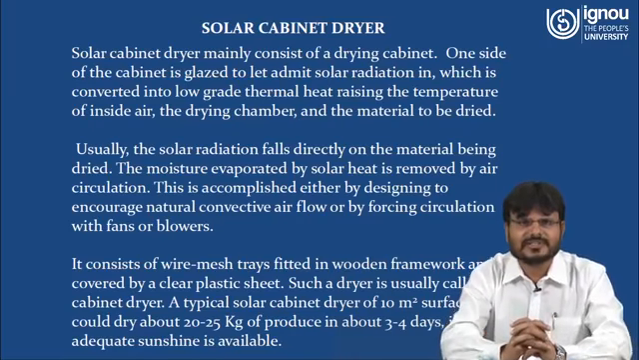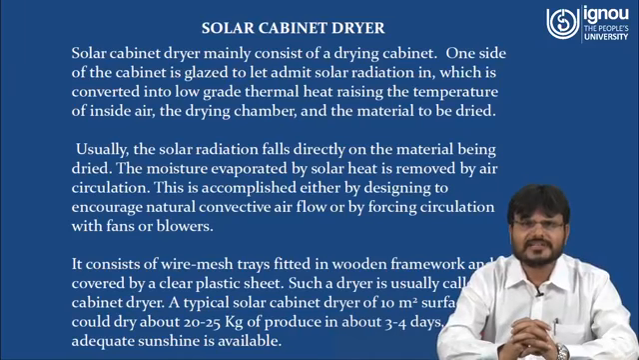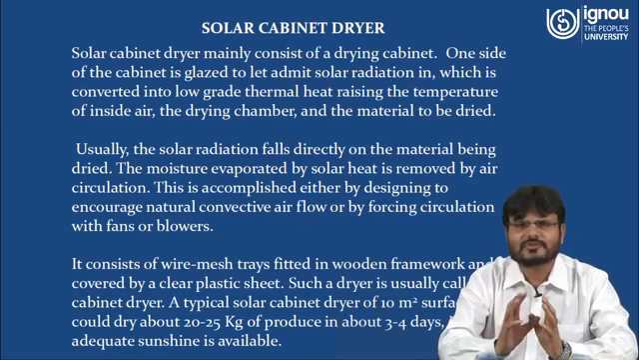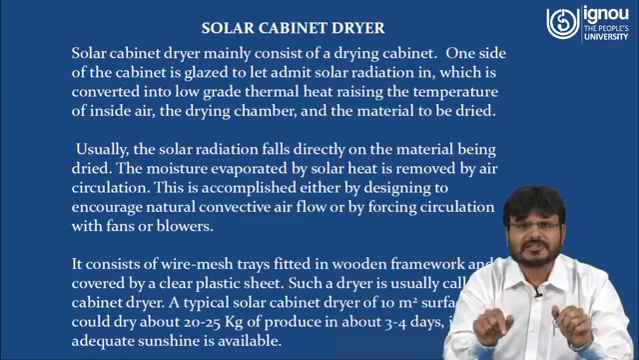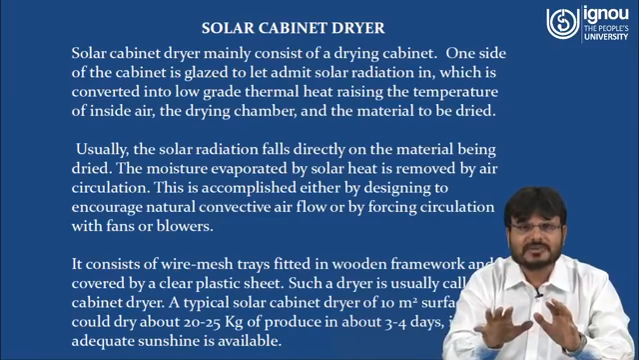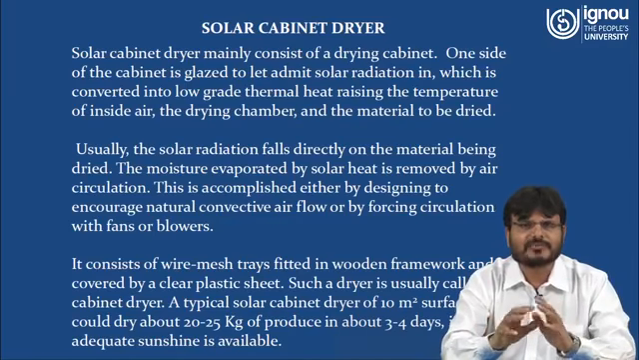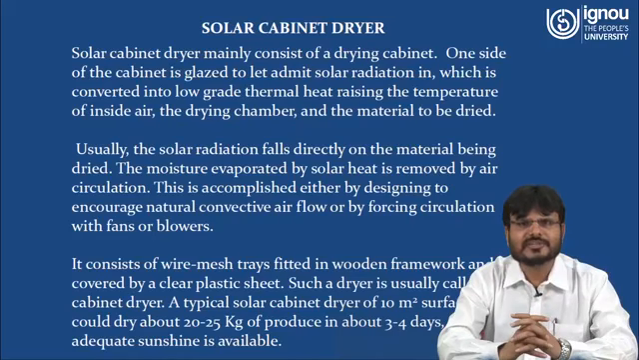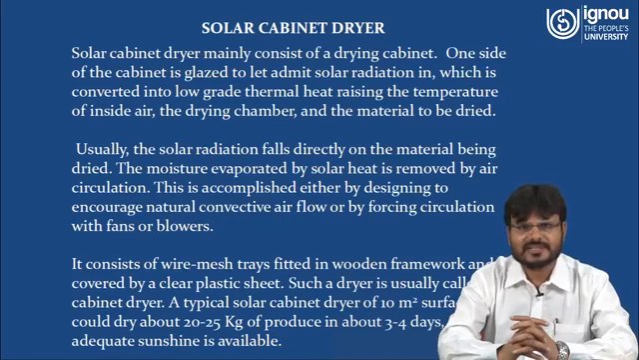Now we have to understand the solar cabinet dryer mainly consists of a drying cabinet, right? Whatever product you want to dry will be placed in the drying cabinet. Now one side of the cabinet is glazed. Glazed means you just have to cover the top of this chamber either with glazing or with polythene to admit solar radiation, which is converted into low grade thermal heat, raising the temperature of the inside air, the drying chamber, and the material to be dried.